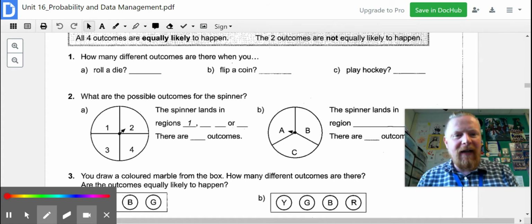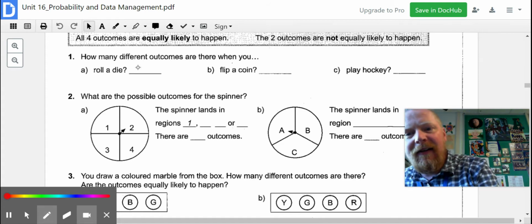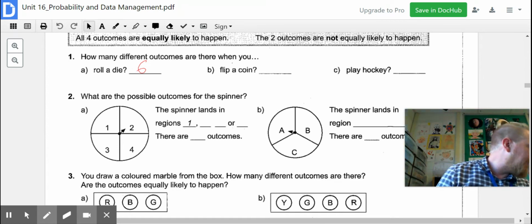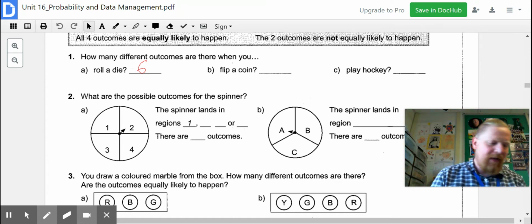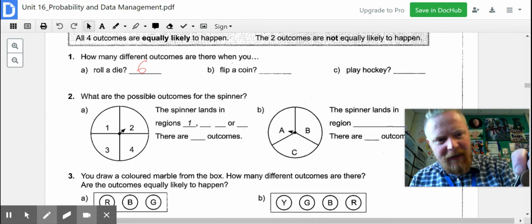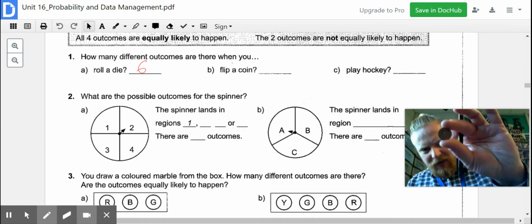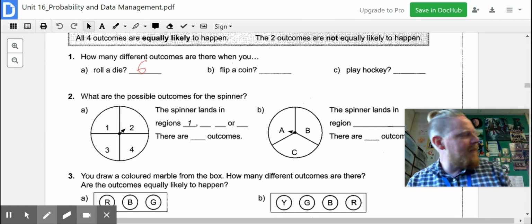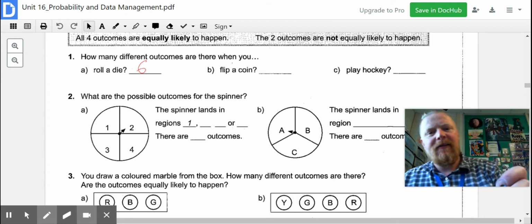So how many different outcomes when you roll a die? There are 6 outcomes. How about when you flip a coin? I've got some pennies in my desk here. If I flip a coin, where's my camera? I've got 2 outcomes. I could get tails or I could get heads. Heads or tails. 2 outcomes.